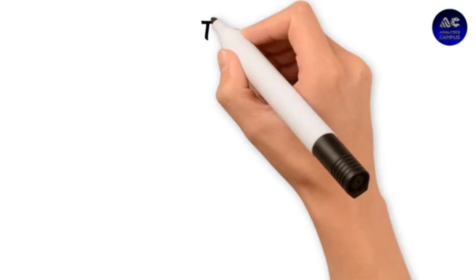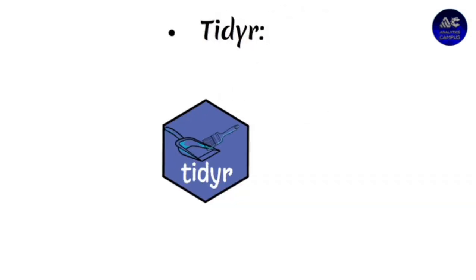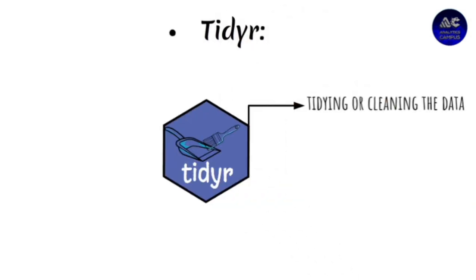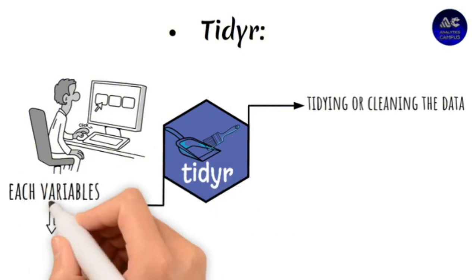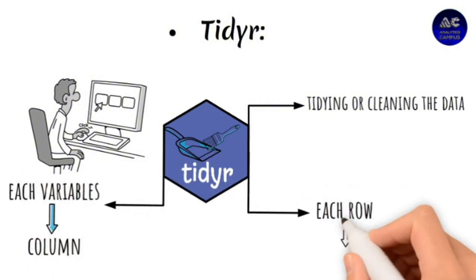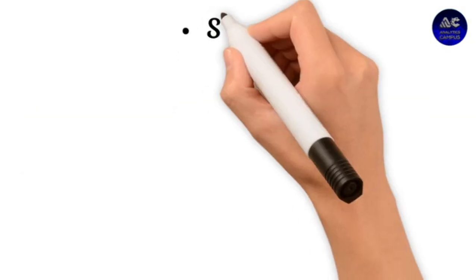Tidyr. Tidyr is a package that we use for tidying or cleaning the data. We consider this data to be tidy when each variable represents a column and each row represents an observation.